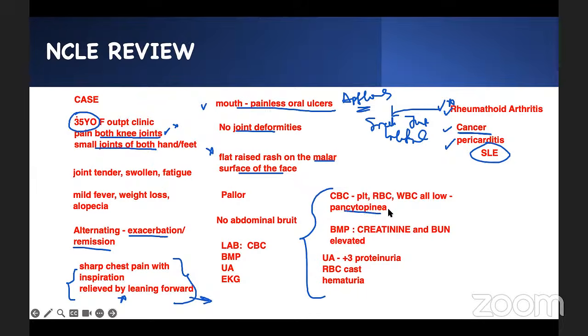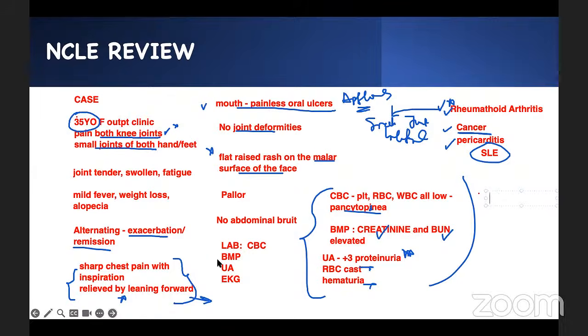We have pancytopenia, right? We have elevated creatinine and BUN is elevated. We have proteinuria, we have casts, you have hematuria. This is the lab work you expect. We need more lab work. What do you think we should order? If we think this is SLE, if somebody thinks this is systemic lupus, what lab work are you going to order then? Tell me the lab work you should order to prove that you're having systemic lupus.